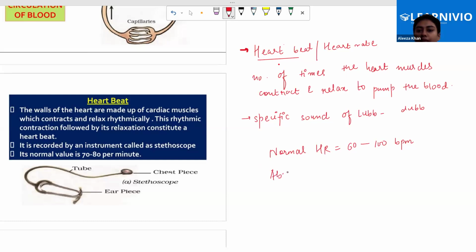And abnormal is when either it will go below 60 or above 100 beats per minute. BPM is beats per minute. Understood?